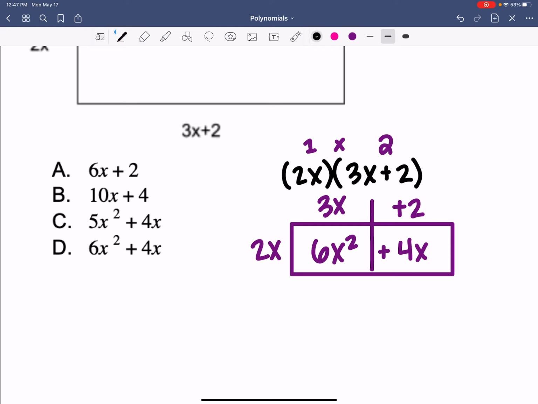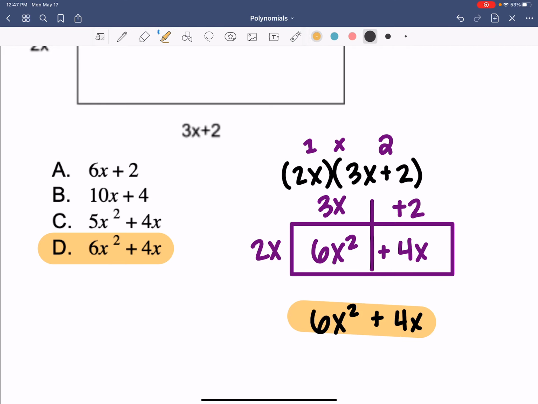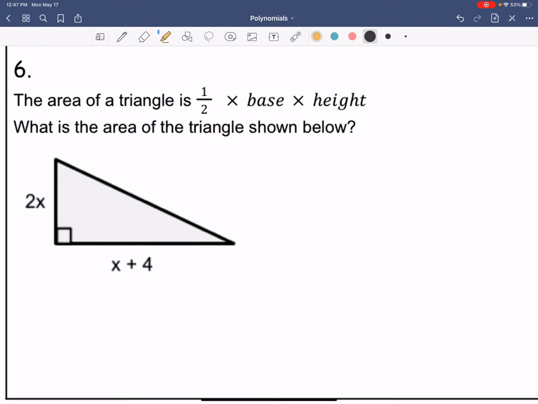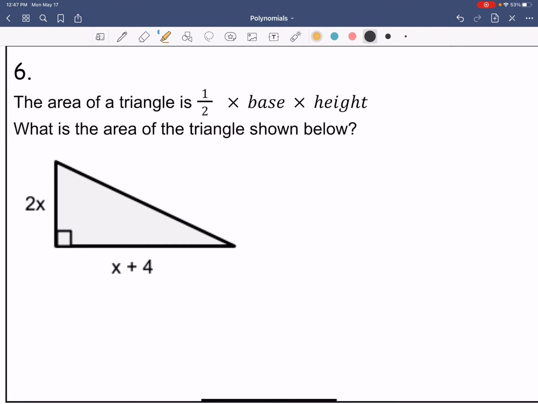So this one was pretty simple. It's just going to be 6x squared plus 4x. And there are no like terms to combine here, so that's it. And finally, let's look at a triangle. So here we have this triangle, and we know the area is 1/2 the base times the height. So in this case, we want to make sure that we have the base and the height, and we do. We have the base here, and we have the height here.